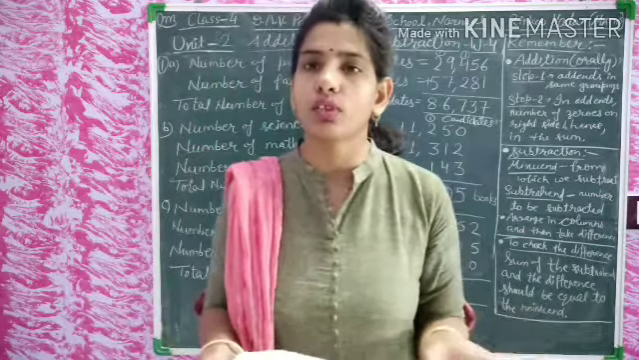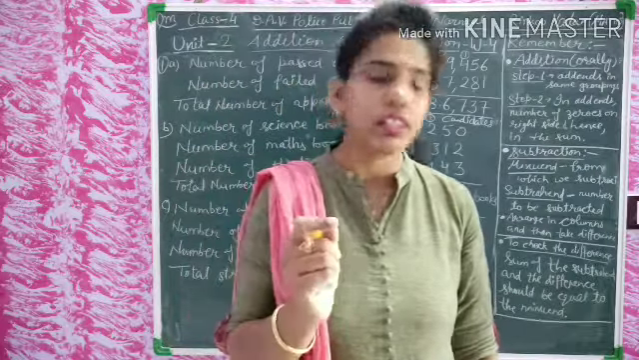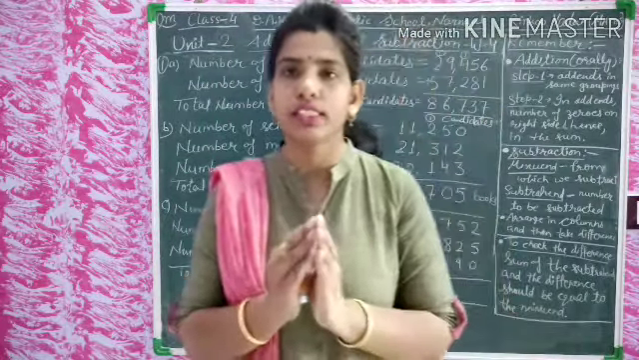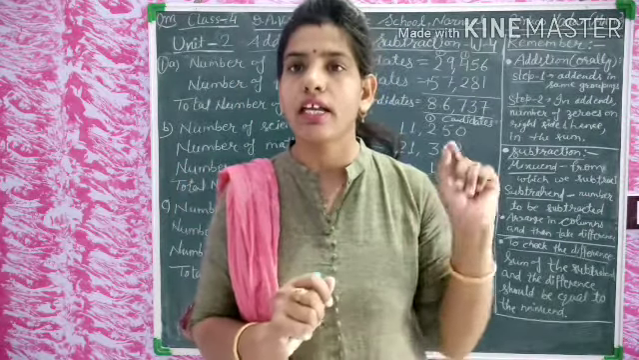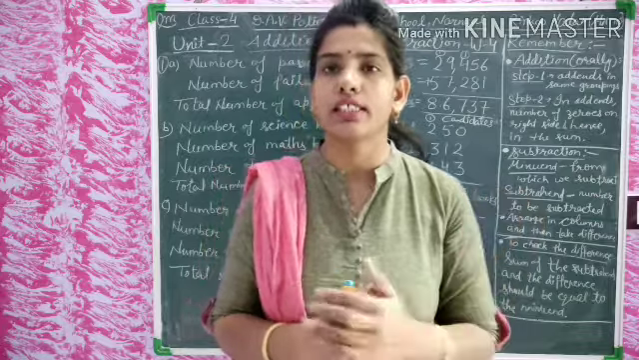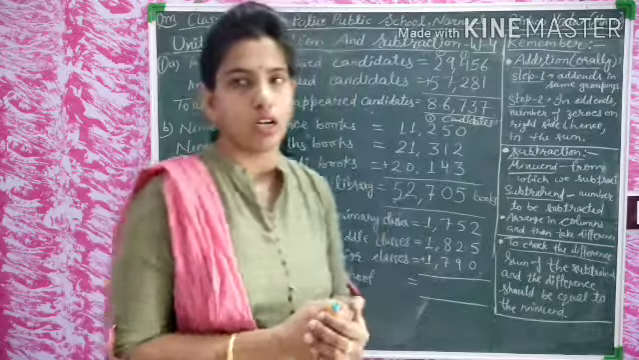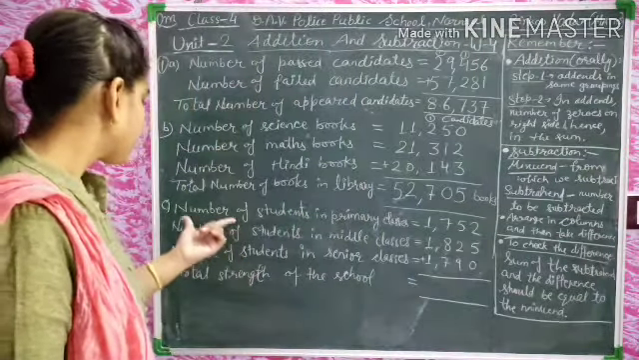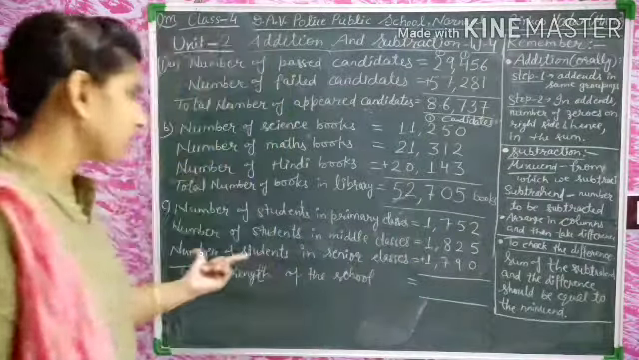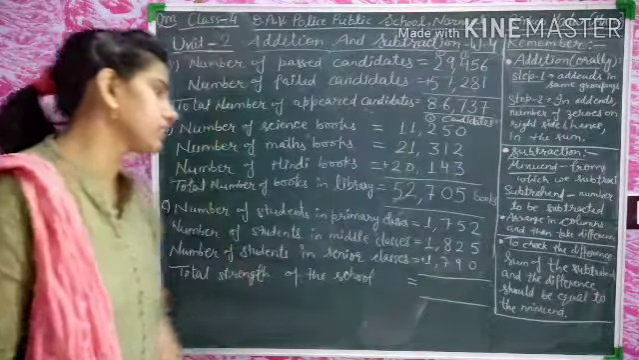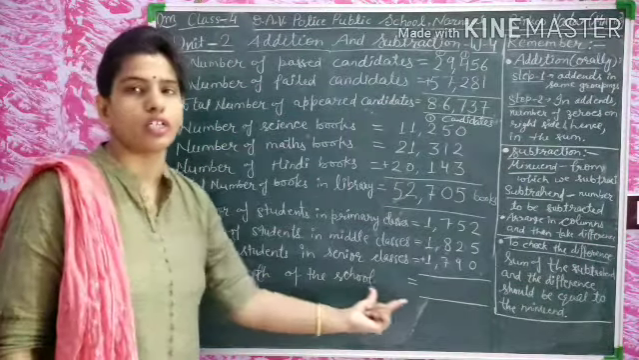How many total students are there in the school? You have to find it. The number of students in the primary classes, the middle classes, and the senior classes is given. So you have to find the total strength, and for that you have to add all the numbers. You have to find the total strength of the school.